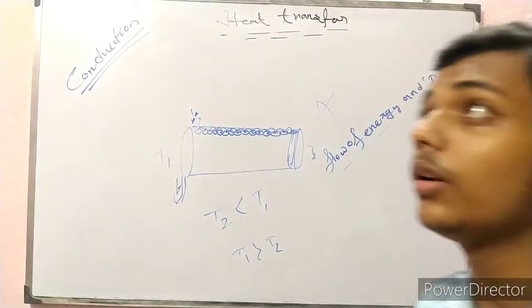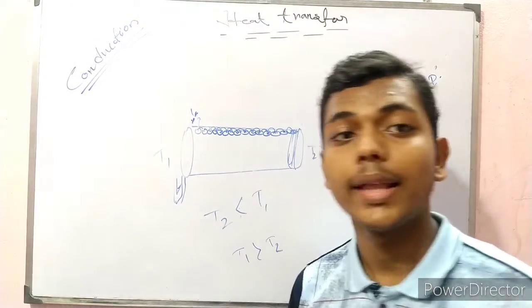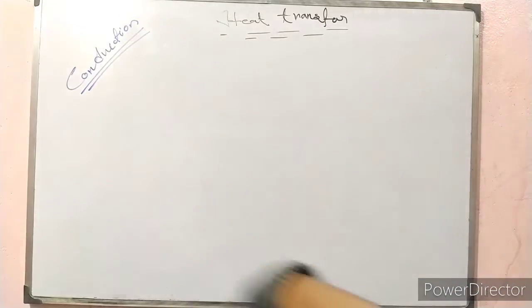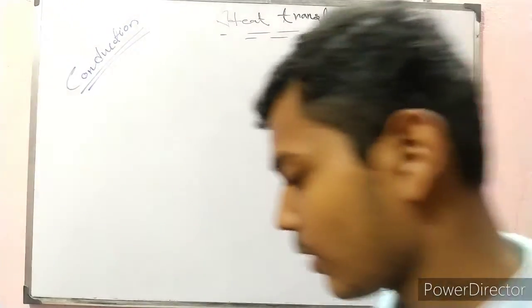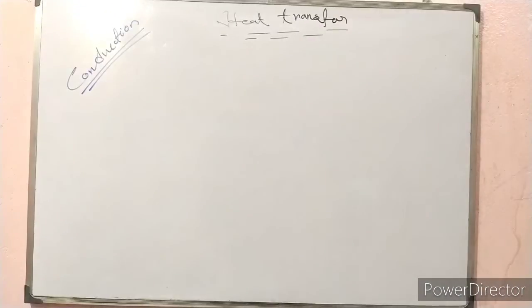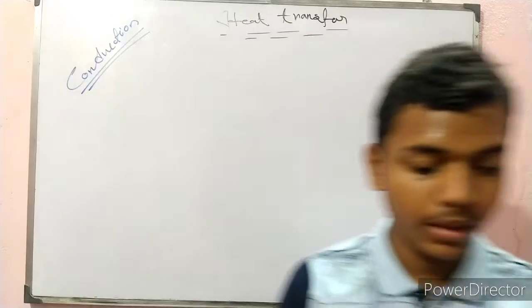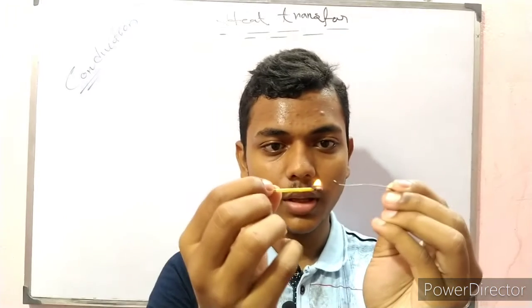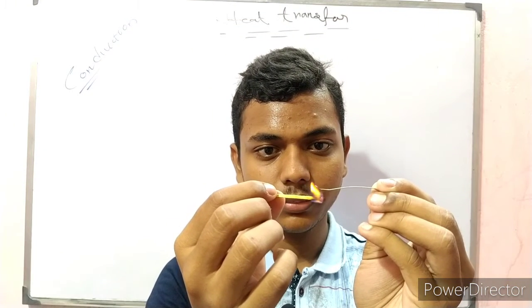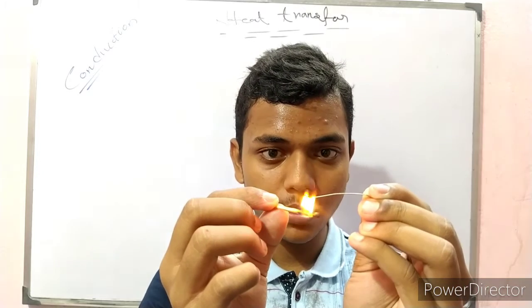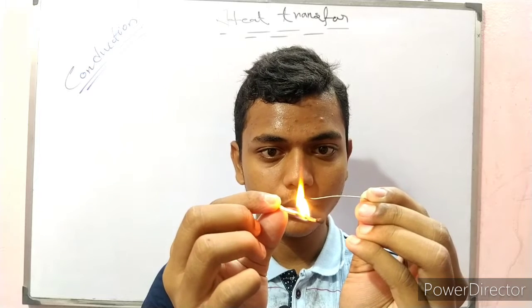Now we are going to the two states, that is the variable state and the steady state. I will take an example. Wait, I will do another same demonstration. I will take the same thing and give it heat, and I will touch every place of this piece of iron or any metal.